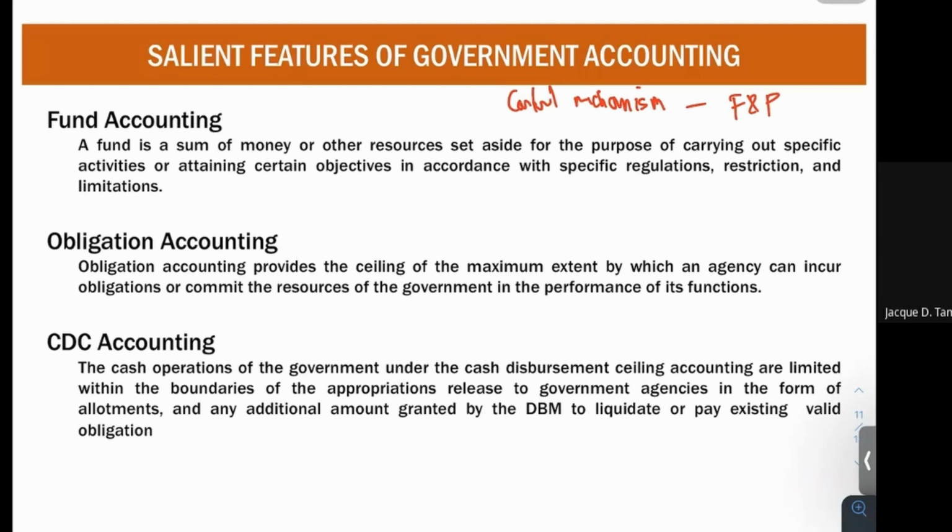So why do we really need this control mechanism? Of course, we need this control mechanism so that we can check that our financial resources, or the funds and properties of government, are properly used and that our taxes are used for the purposes they are set aside for. So let's start first with fund accounting. In fund accounting, the main concept here is that we set aside the fund, or we set aside the money of the government, for a particular purpose or a particular fund.